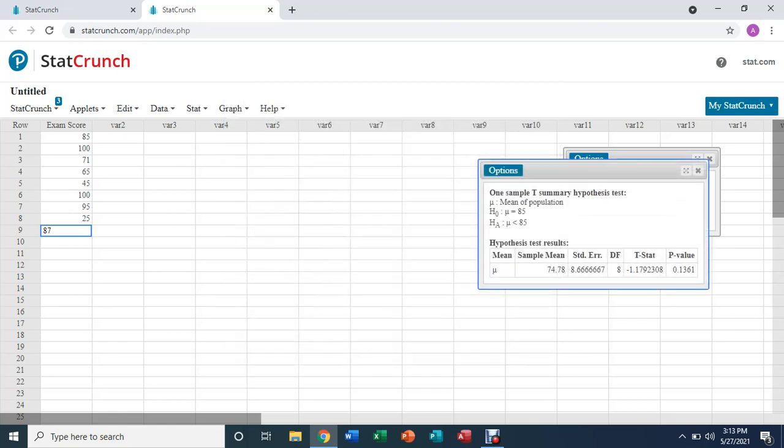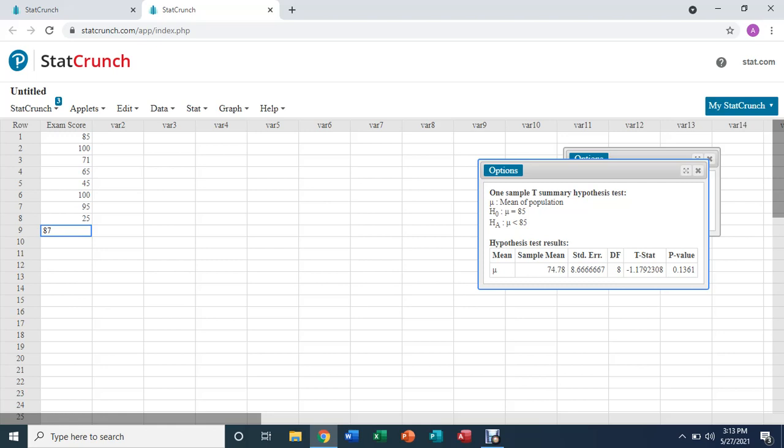Same stuff we found before. The test statistic is negative 1.179. The p-value is 0.1361, so it's higher than the most common alpha. The most common alpha value is 0.05. So the p-value is higher than alpha. We're going to fail to reject the null and conclude there is no evidence to support our claim.